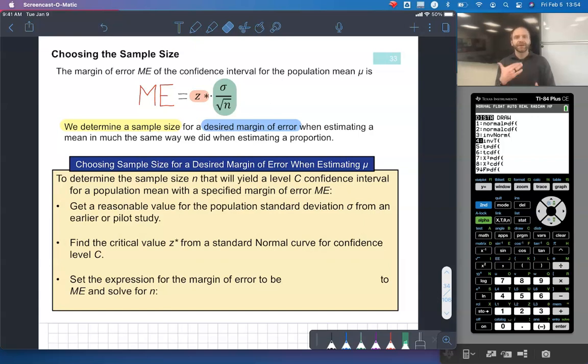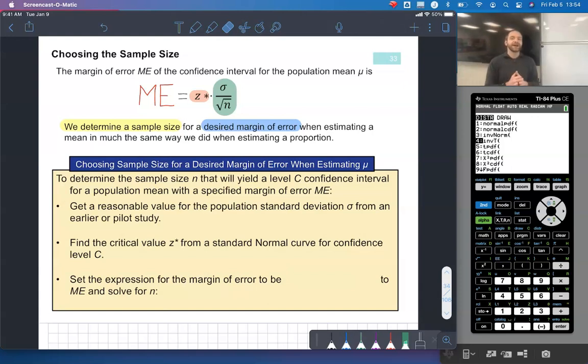It helps you with setting up and organizing the study. So again, I digress, but I think that's really important to understand: notice how that's worded. The desired margin of error. So that was determined before you performed the study.